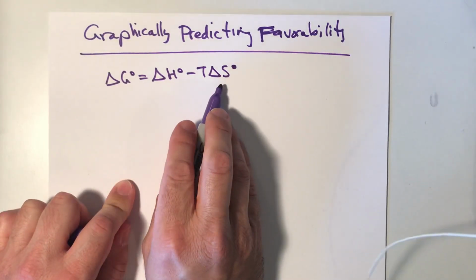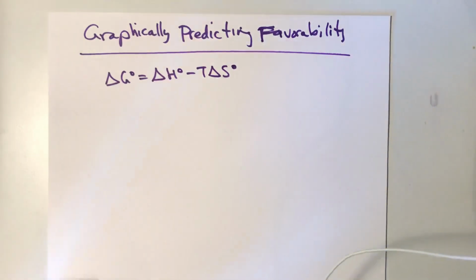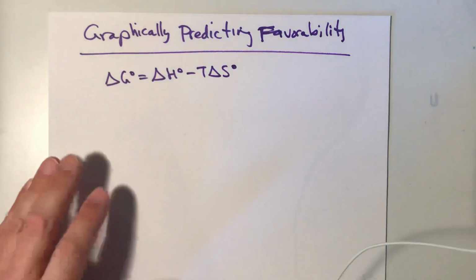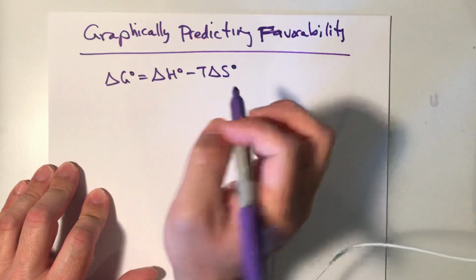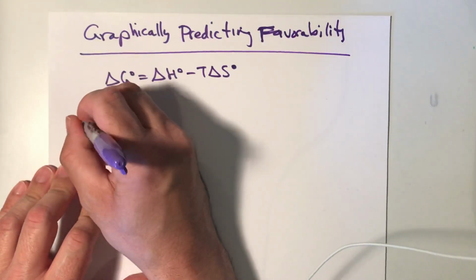If you haven't watched the previous video about how to predict the sign of delta G using just the sign of delta H and the sign of delta S, please go back and watch that video first. But we're going to attempt to do this by making some diagrams.